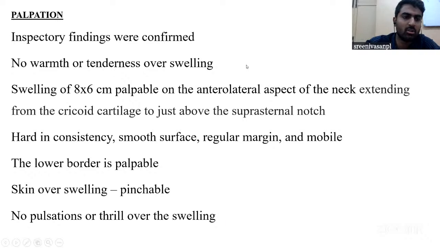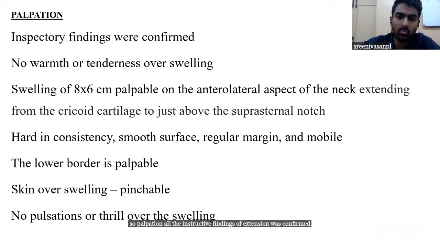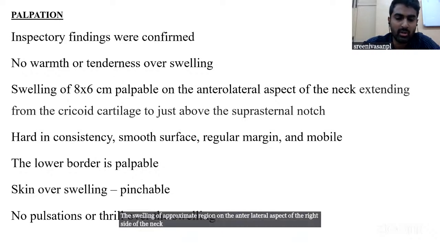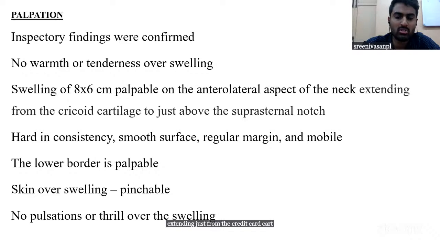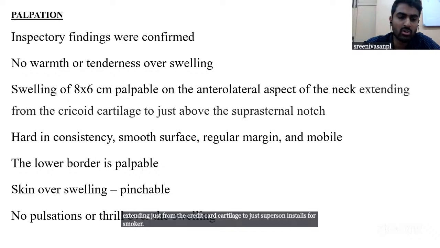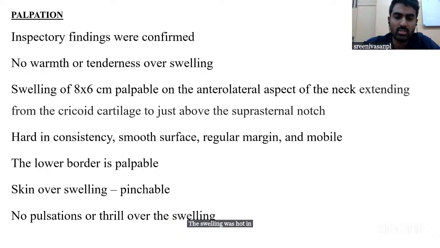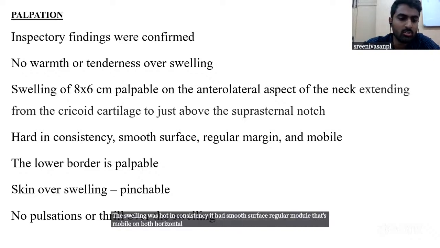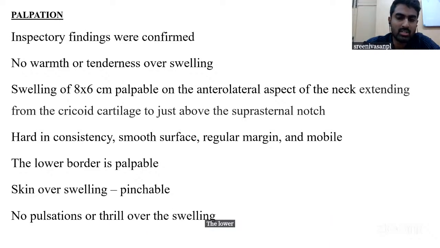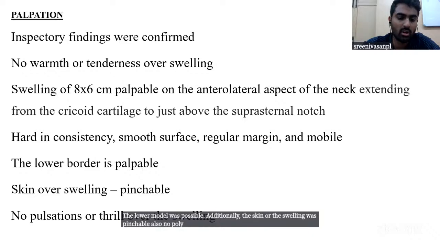So, palpation, all the inspectory findings of extension were confirmed. On palpation, no warmth or tenderness over the swelling was noted. The swelling of approximately 8 by 6 centimeter size, palpable on the anterolateral aspect of the right side of the neck, extending from the cricoid cartilage to just above the suprasternal notch was noted. The swelling was hard in consistency. It had a smooth surface, regular margin, and was mobile on both horizontal and vertical assessment. The lower border was palpable. Additionally, the skin over the swelling was pinchable. Also, no pulsation or thrill was felt over the swelling.